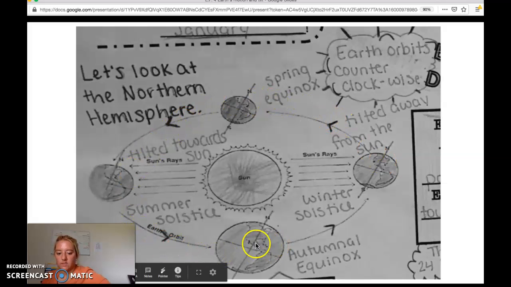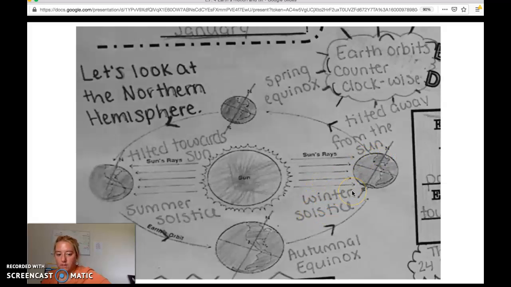So we are going to start here at the winter solstice for the Northern Hemisphere. We're in the Northern Hemisphere. We're about right here. This is the Earth. You can see our tilt. We're not straight up and down like we would expect. We are tilted, which is what causes the seasons.